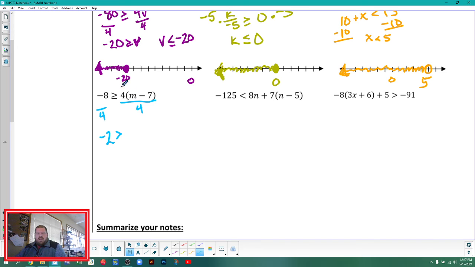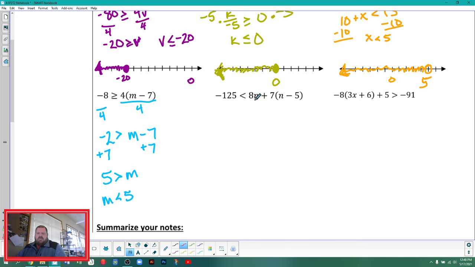The other option would be distribute. But if I don't distribute, now I just have m minus 7, and this is pretty quick and painless to add 7 to both sides. I get 5 is greater than m, or we can say m is less than 5. Either one of those would be okay.